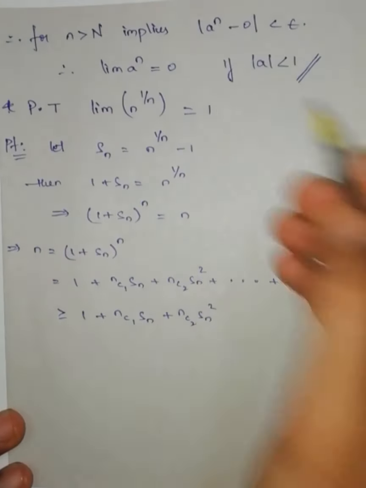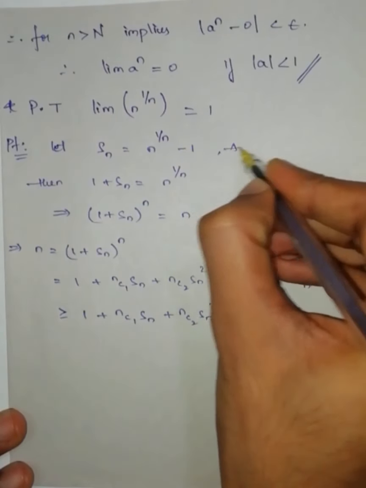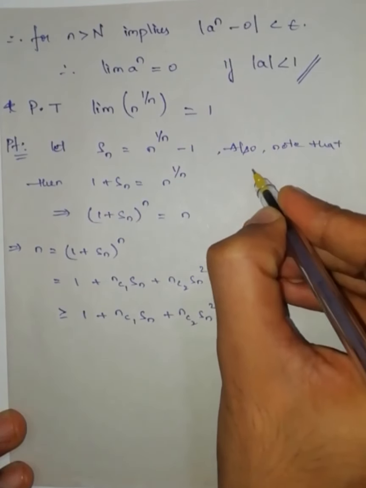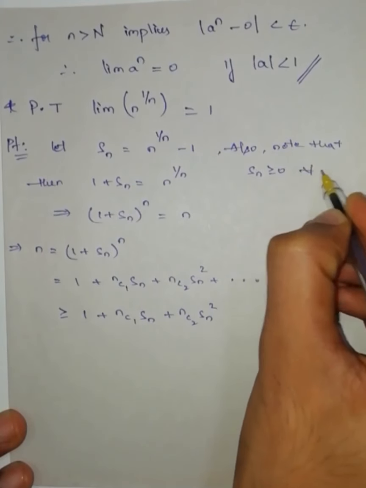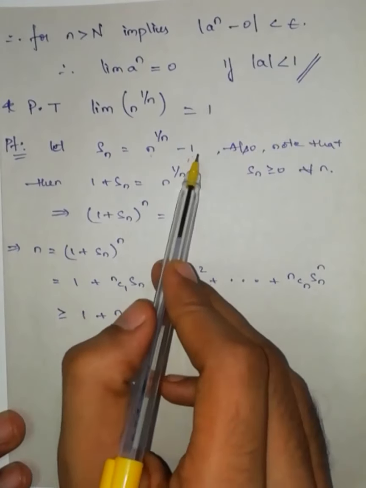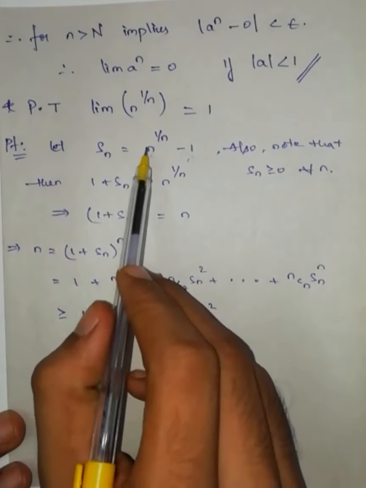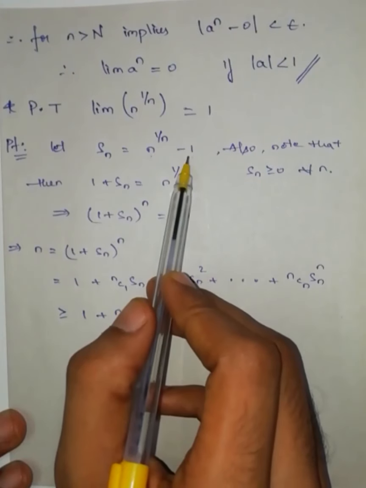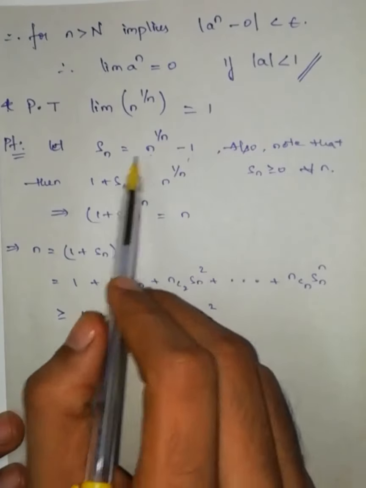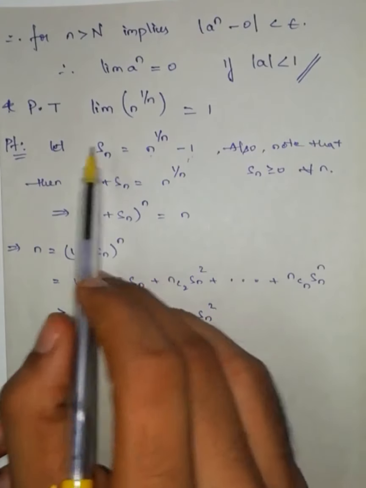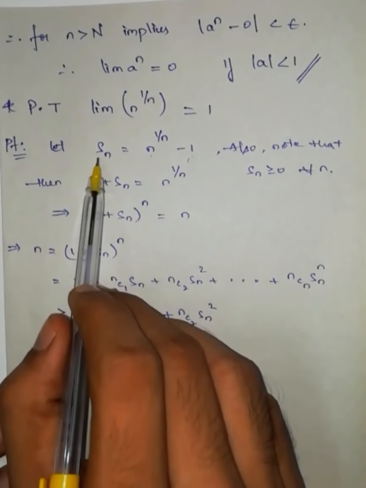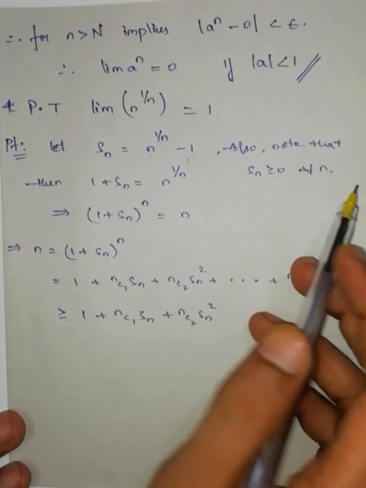Here, also note that Sn is greater than or equal to 0 for all n. If I take n equal to 1, both will become 0: 1 minus 1 is 0. If I take n equal to 2, 2 to the power of 1 by 2 is greater than 1, therefore greater than 0. If I take 3, 3 to the power of 1 by 3 minus 1 is greater than 0. Therefore, if n is equal to 1, S1 is 0. If I take any other value of n greater than 1, then Sn is strictly greater than 0.